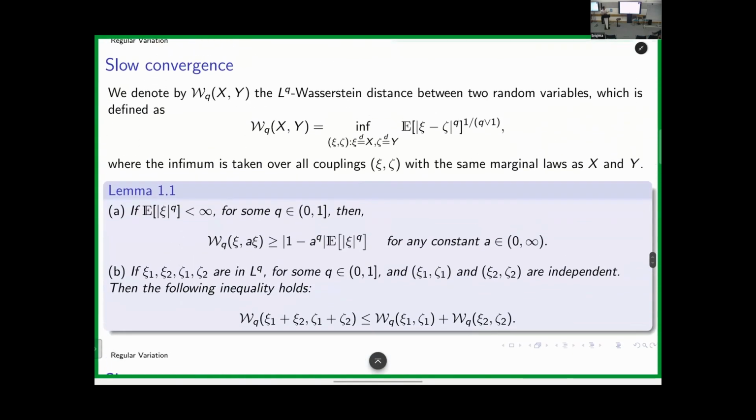Then there are very simple lemmas, and this is what somehow gets complicated with other metrics. The first thing is that the Q-Wasserstein distance between psi and A psi, where A is some constant in (0, infinity), is bounded below. These lower bounds are usually hard to get for different metrics. It is bounded below by (1 minus A) to the q times the q-th moment of psi. Another thing to mention: I'm doing this in the real-valued case, but you can do it in R^d. Nothing really changes, and everything holds.